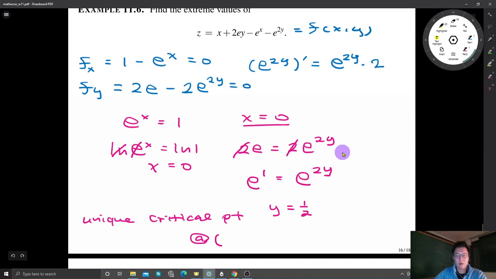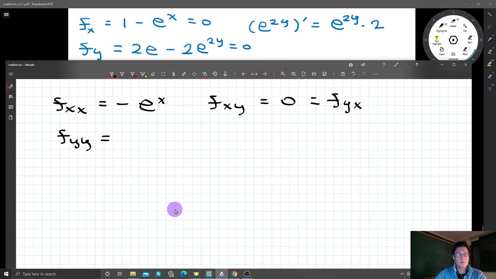From that, I can compute f sub yy. 2e constant, and 2e to the power 2y. So that becomes negative 4. Once again, I have negative 2, so leave it alone. And then e to the power 2y's derivative is 2 e to the 2y. So e to the 2y times 2. So negative 4 e to the power 2y.